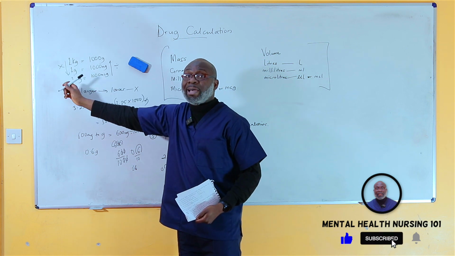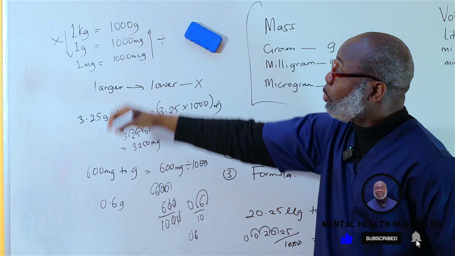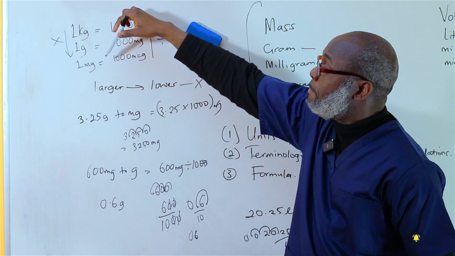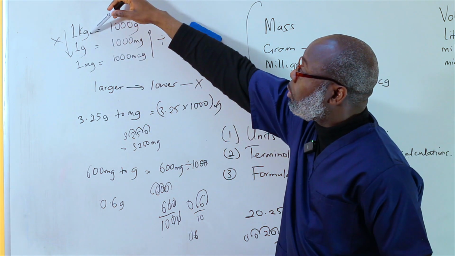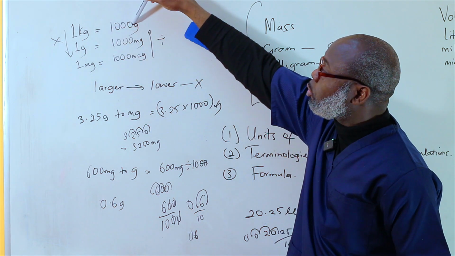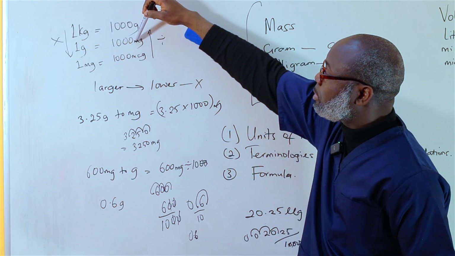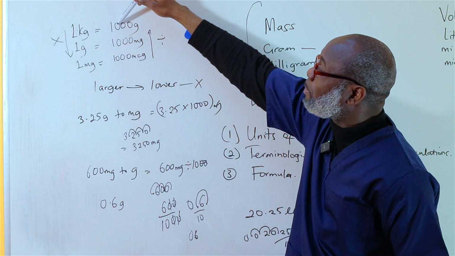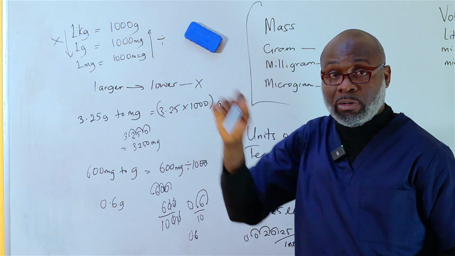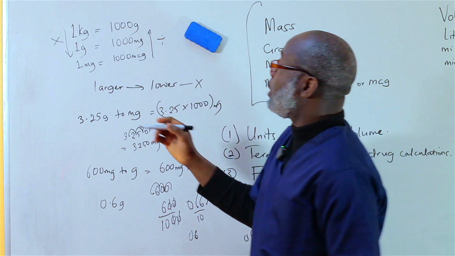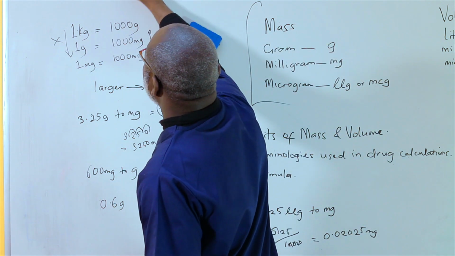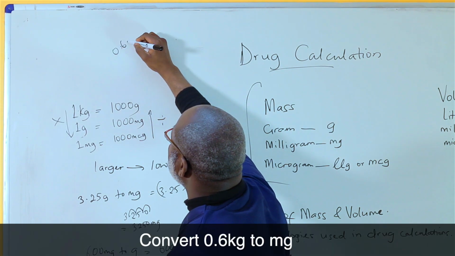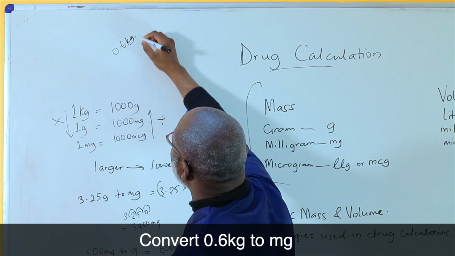The main thing is when you're converting from the larger unit, which is kilogram, to the lower unit, you multiply by 1,000. But assuming you're trying to convert from kilogram to milligram, then 1 kilogram equals 1,000 gram, and 1 gram equals 1,000 milligrams. So if you're converting from 1 kilogram to milligram, you have to multiply by 1,000,000. Let's say we are asked to convert 0.6 kilogram to milligram.